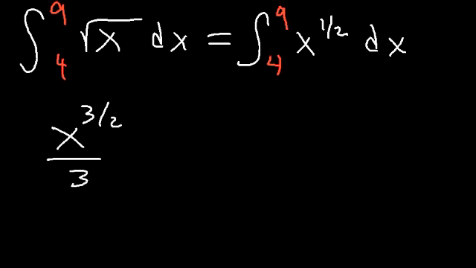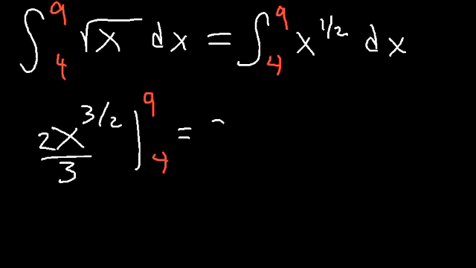And then we need to divide by 3 over 2. But dividing by 3 over 2 is the same as multiplying by the reciprocal, which is 2 over 3. So we're going to evaluate this from 4 to 9. So let's plug in 9 first. And now let's plug in 4.